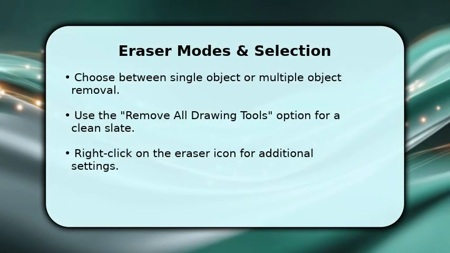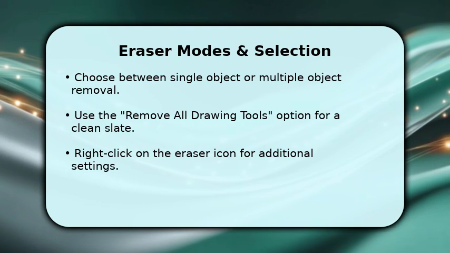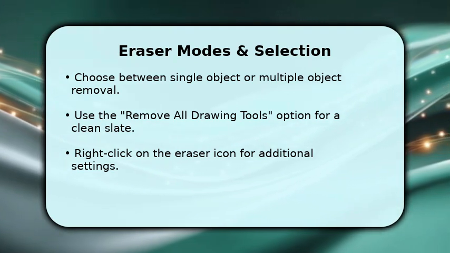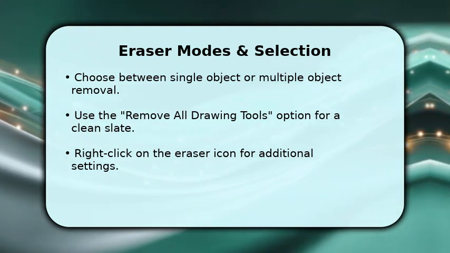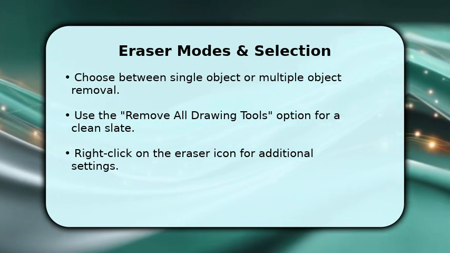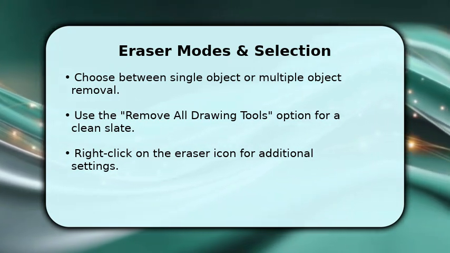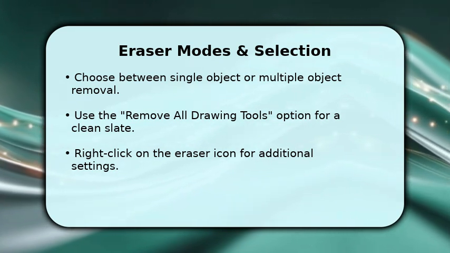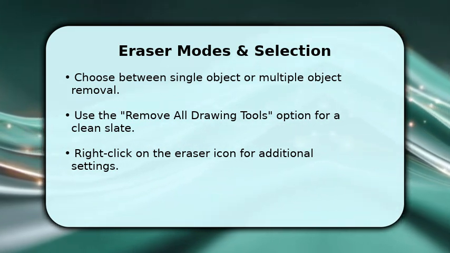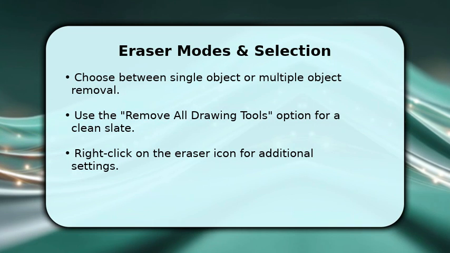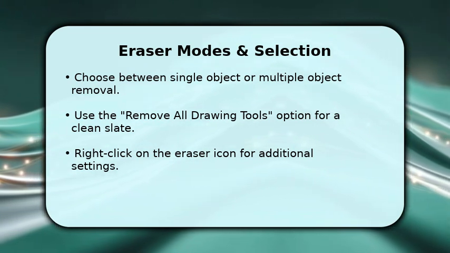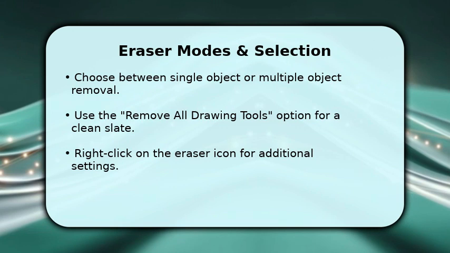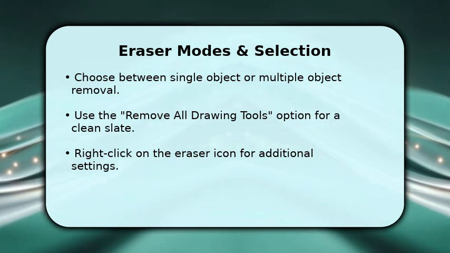The eraser tool offers flexibility beyond simple clicks. You can choose to remove individual objects or clear multiple drawings at once. For a completely fresh chart, utilize the Remove All Drawing Tools option, which is incredibly handy. To access more advanced settings or to customize its behavior, simply right-click on the eraser icon itself. This reveals further options to streamline your chart management.